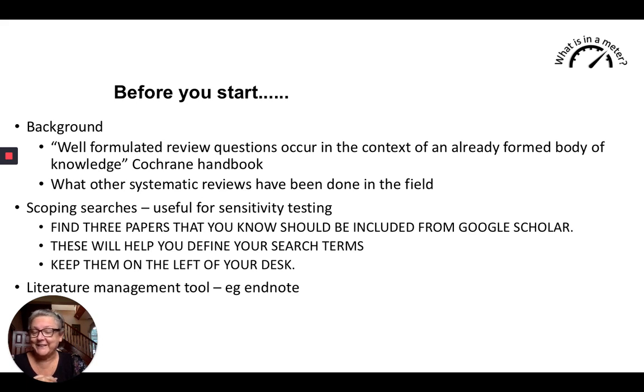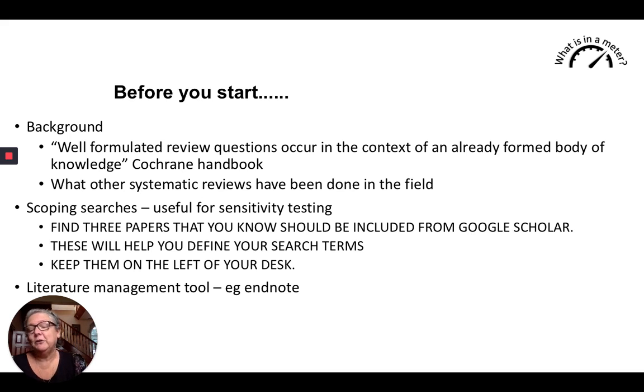And I always say to students and researchers, keep them on the left of your desk, because you need to make sure, if they answer your research question, that they are included in the study. So they're a sense check to see whether or not when you do your searches, they actually come up. Because if they don't, there's something wrong with your search terms.